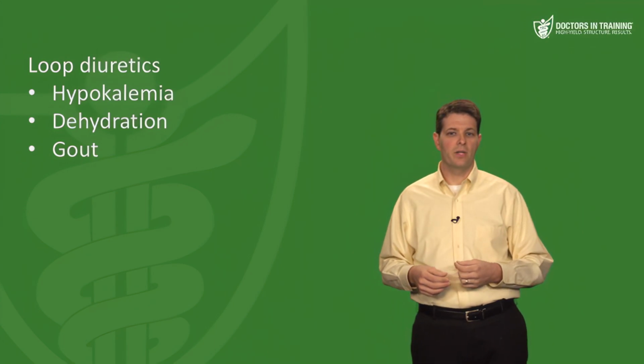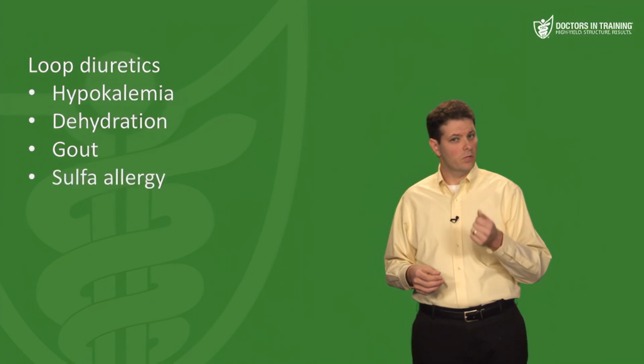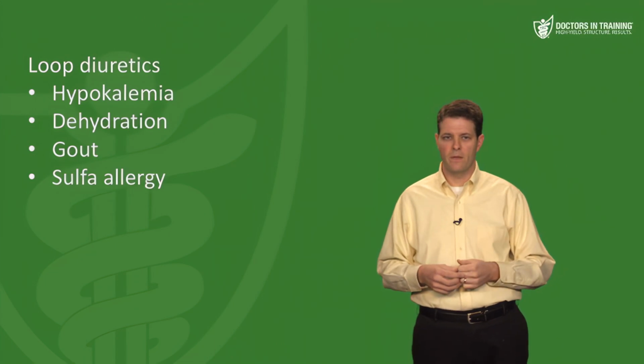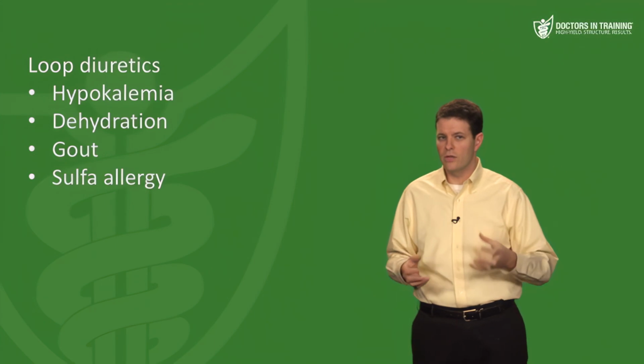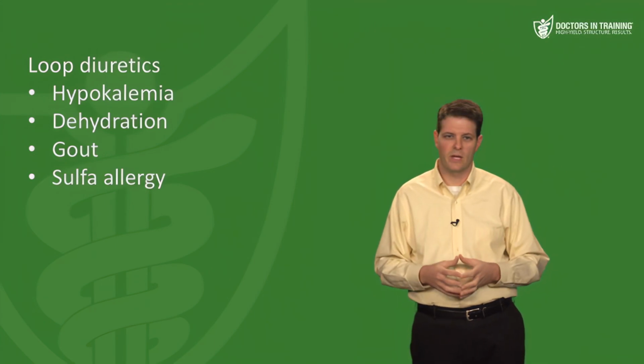We already mentioned the possibility of a sulfa allergy, except for which one? What's the loop that's not associated with a sulfa allergy? Ethacrynic acid. It's the only one that's not a sulfa drug. So if you have a patient who needs a loop diuretic but is allergic to sulfa drugs, you could use ethacrynic acid. That's really about the only time we use ethacrynic acid.